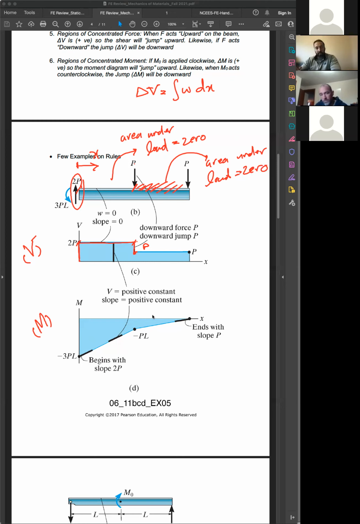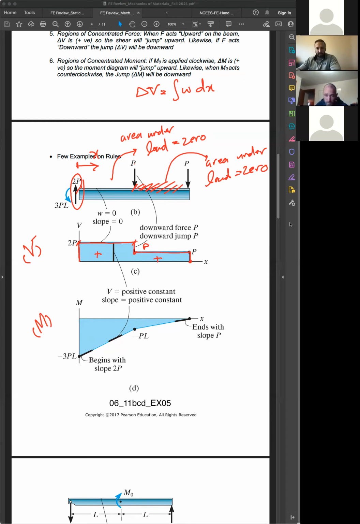There is no area under the load, so there is no change in shear. You go constant. You reach this point. There is a downward P, so you know that there's a jump. You are at positive P. You go down P, you're going to reach 0. This is your shear diagram.